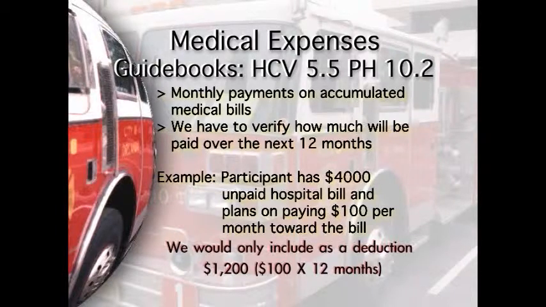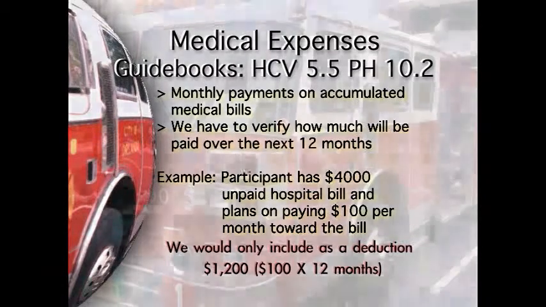Let's say you have a participant with a $4,000 unpaid hospital bill. He plans on paying $100 per month toward the bill. We would only include as a deduction $1,200, which is $100 times 12 months. Medical expenses also include prescription and non-prescription medicines.